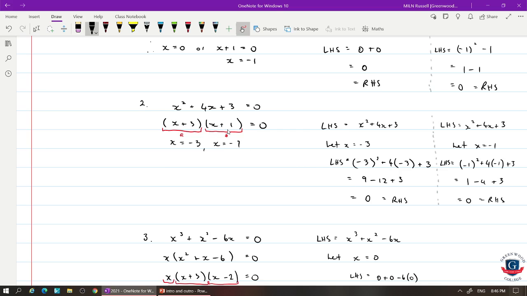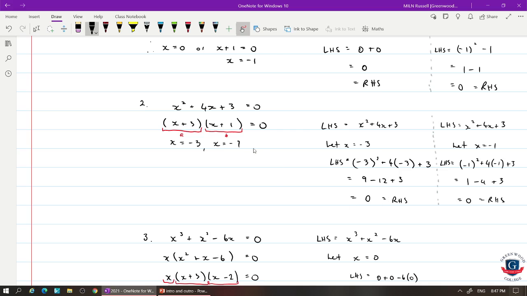And for the second one, x would have to be negative 1. Negative 1 plus 1 would be 0. 0 times whatever this is would again make 0. If we substitute these values that we've found back into our original equation, we'll find that it's a solution that makes this 0. So negative 3 squared, this part, plus 4 times negative 3, this part, plus 3, is 9 take 12 plus 3, is in fact 0 as required.